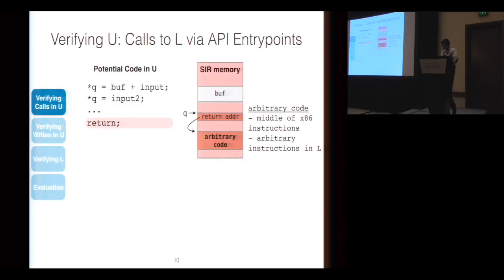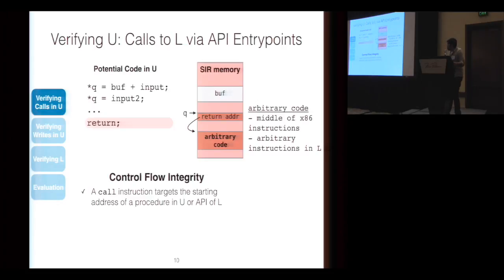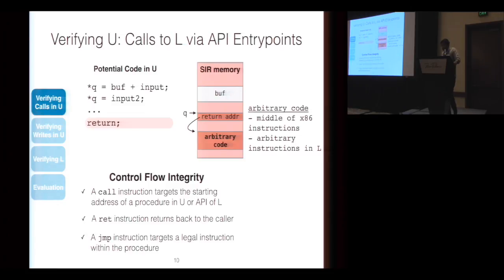So to deal with this problem, what we need is some notion of control flow integrity. And that's formalized as the following constraints. We need all call instructions in the code to always target a procedure within U or an API entry point of L. Returns must go back to the caller. And this property was violated in the program we saw above. And finally, we require jump instructions to target a legal instruction within the procedure, not in the middle of an instruction. We also allow tail calls, but that's a side note.